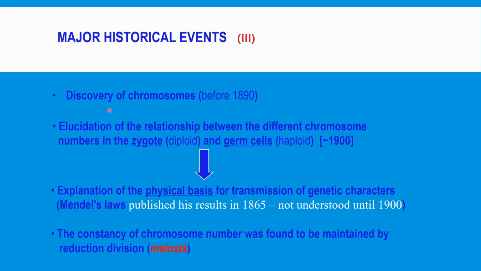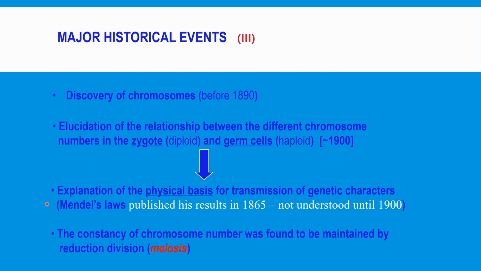And it was figured out that there were differing amounts of chromosomes in the zygote, so from one of the parent cells, which would be diploid, having two copies of the chromosomes, and the germ cells of that parent, which were only haploid. So then they could figure out that half of the chromosomes came from one parent and half came from the other. And this was in 1900.